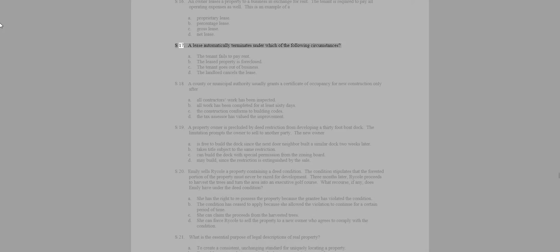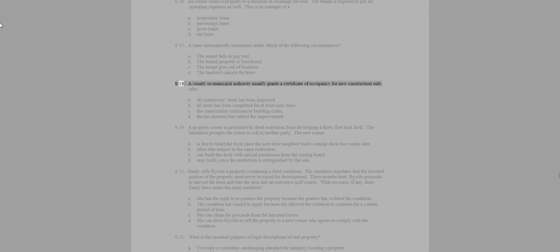S17. A lease automatically terminates under which of the following circumstances? A. The tenant fails to pay rent. B. The leased property is foreclosed. C. The tenant goes out of business. D. The landlord cancels the lease.